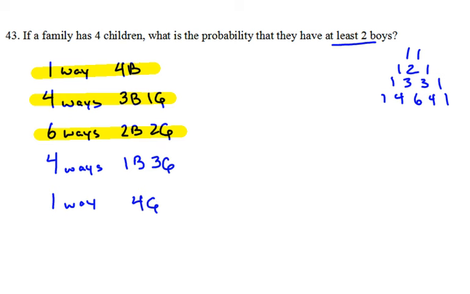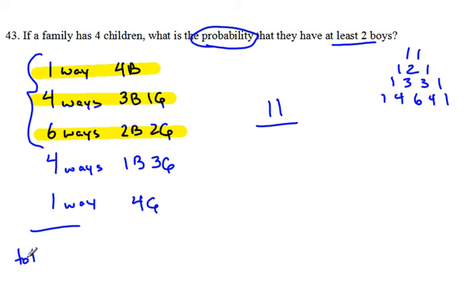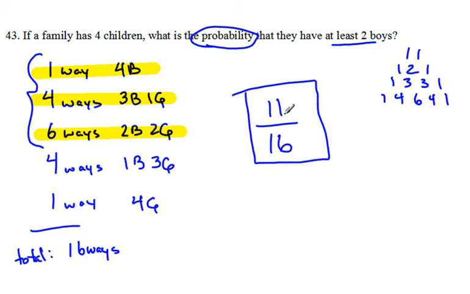So now, remember that we're being asked to find probability. So we need our number of successes. These are our successes. 6 plus 4 plus 1, 11 ways to successfully have at least 2 boys, over my total. My total number of ways, I add these up. Let's see, I've got 5, 11, 15, 16 ways. So my total is 16 ways. And so my answer is 11 out of 16. There are 11 ways to have at least 2 boys, 16 total ways.